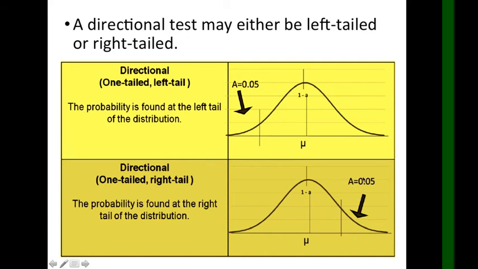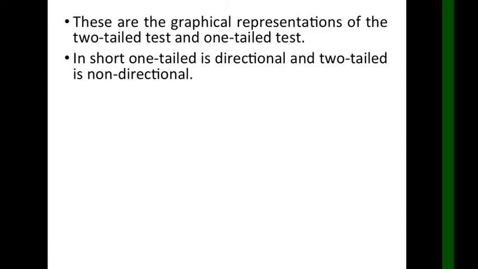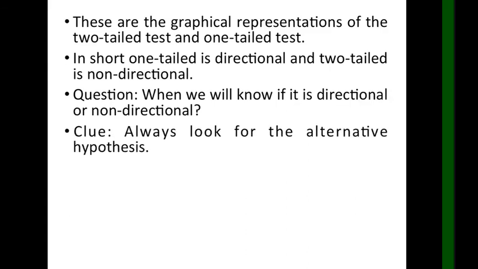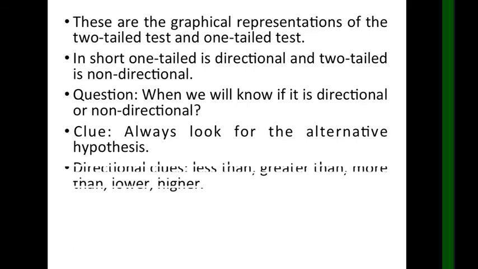So, dito naman makikita. So, kailan natin malalaman kung ang ating mga given ay one-tailed or two-tailed? So, depende yan sa alternative hypothesis. So, these are the graphical representations of the two-tailed test and one-tailed test. In short, one-tailed is directional and two-tailed is non-directional. Question: when will we know if it is directional or non-directional? Clue: always look to the alternative hypothesis.